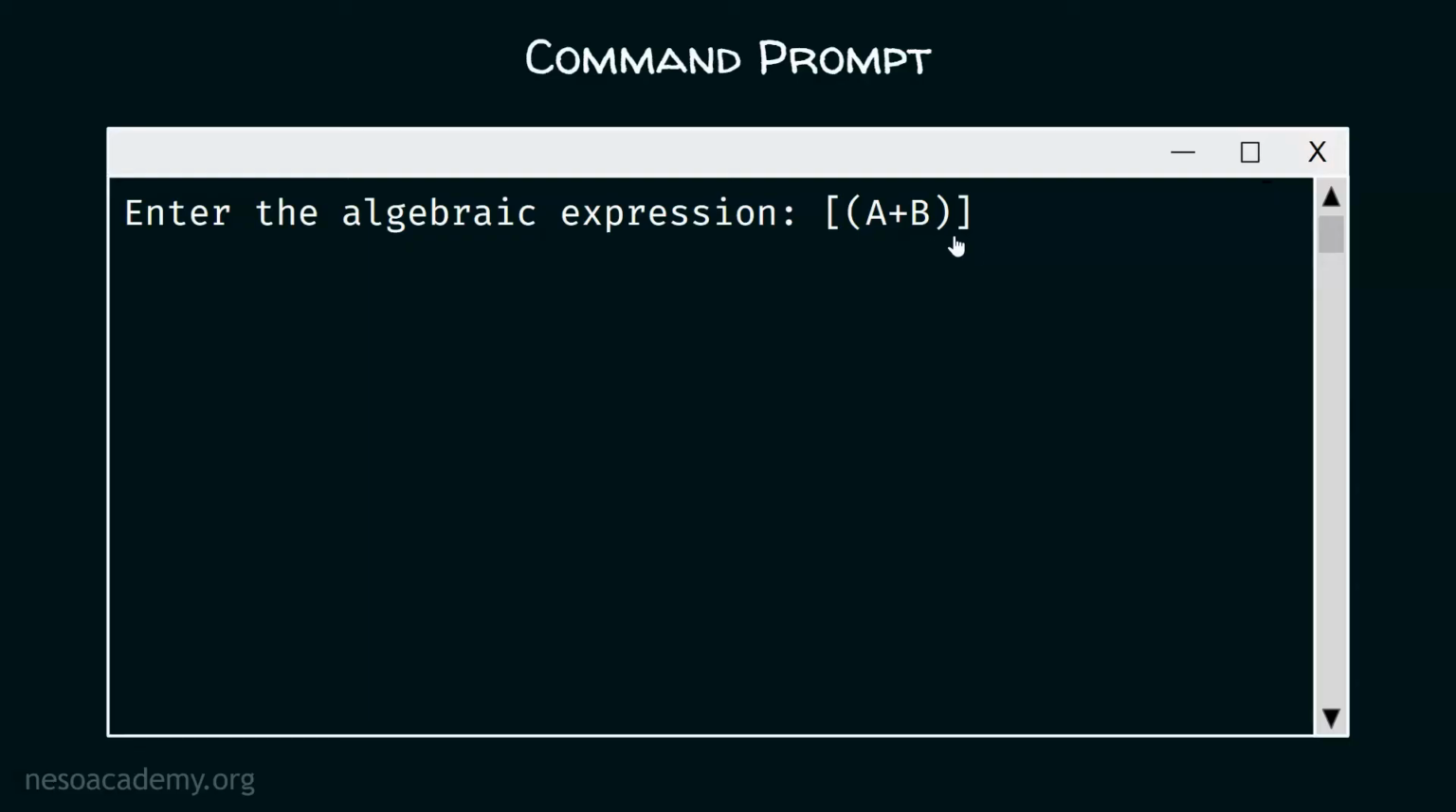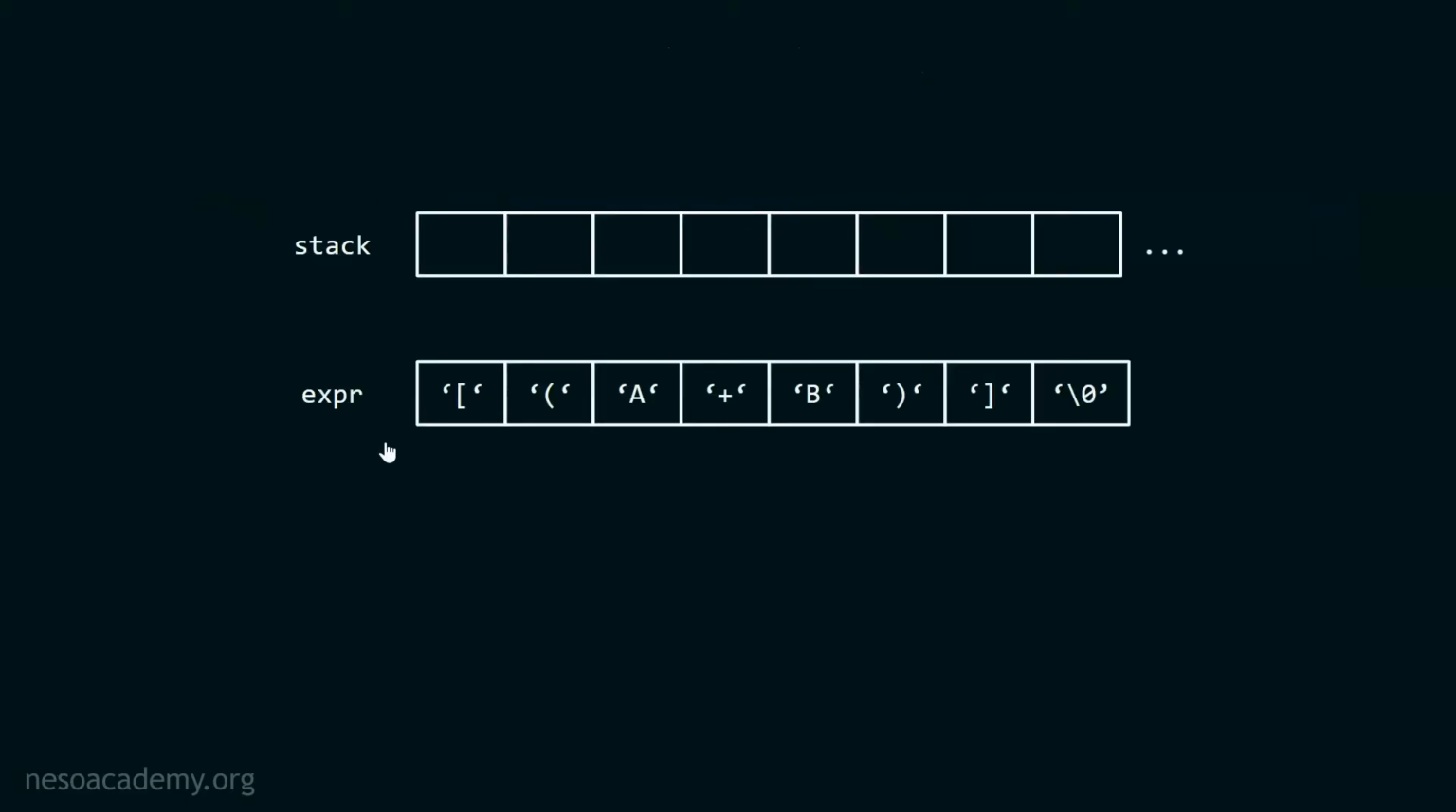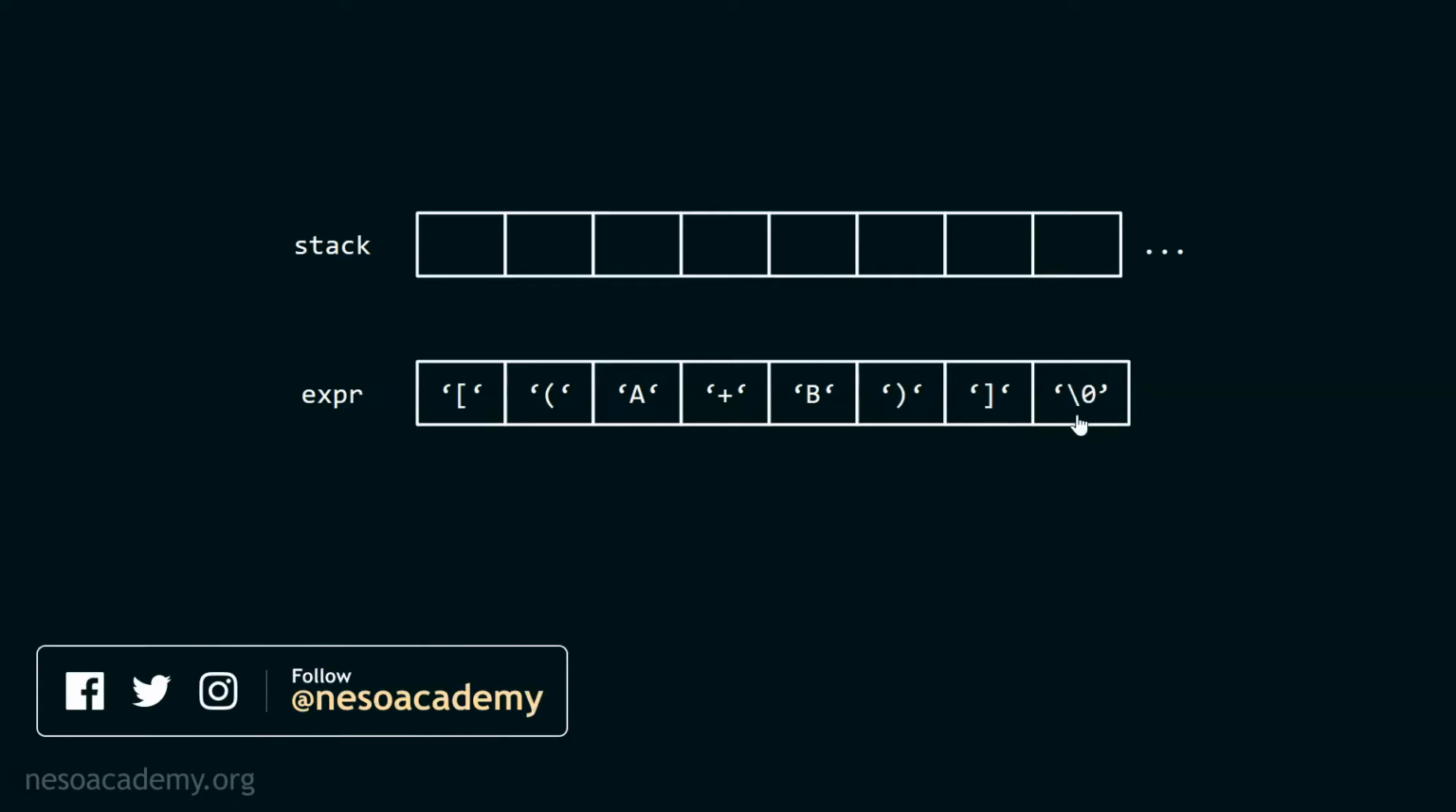Now, after this, we will receive this expression inside the EXPR array. You can see that the expression is received character by character. Each character has its own memory location. Here we have this left square bracket, left round bracket, this character A, this character plus, this character B as well, the right round bracket, the right square bracket, and finally we have this \0, which indicates that the string is terminated over here.